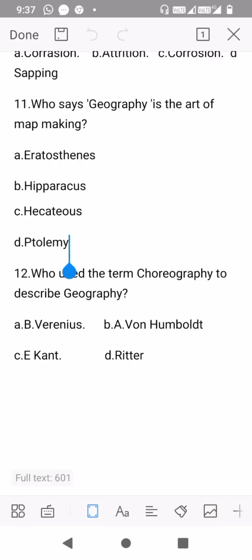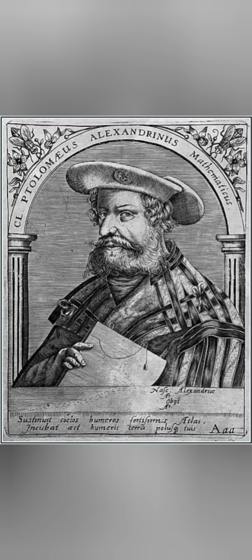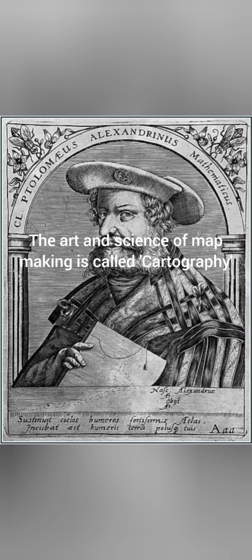The 11th question is, who says geography is the art of map making? Well, the answer is Ptolemy. Claudius Ptolemy was a mathematician, an astrologer, astronomer, a geographer, as well as a music enthusiast. And he had said that geography is a science with the art of map making. He had revolutionized the concept of map making. The art and science of map making is called cartography.